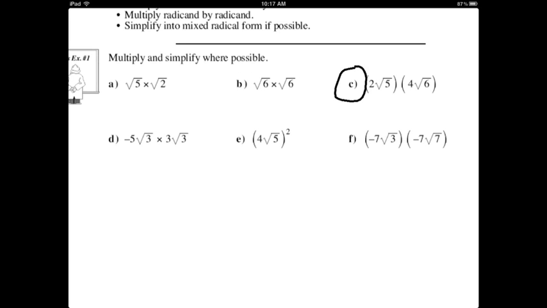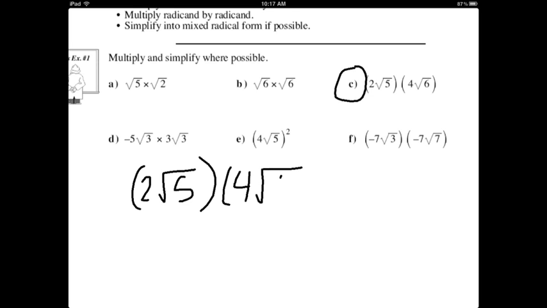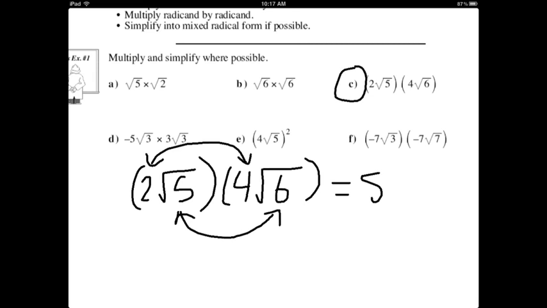For C, we do have some coefficients. So you have 2 root 5 times 4 root 6. Again, what we can do is multiply our coefficients and then multiply your radicands. So 2 times 4 is going to be 8. 5 times 6 is going to be 30. Always check to see if you can reduce them afterwards. 30, can't really reduce that, so you can leave this alone. This will be your final answer.